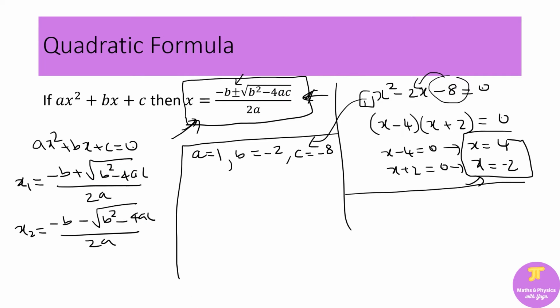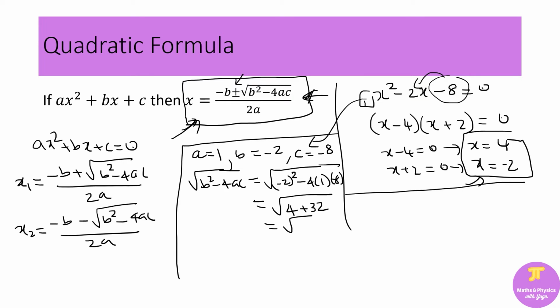So let's calculate b squared minus 4ac first. What is the square root of b squared minus 4ac? b squared is minus 2 squared, minus 4 times a, which is 1, times c, which is minus 8. This equals 4 minus 4 times minus 8, which is 32, so 36. The square root is equal to 6.